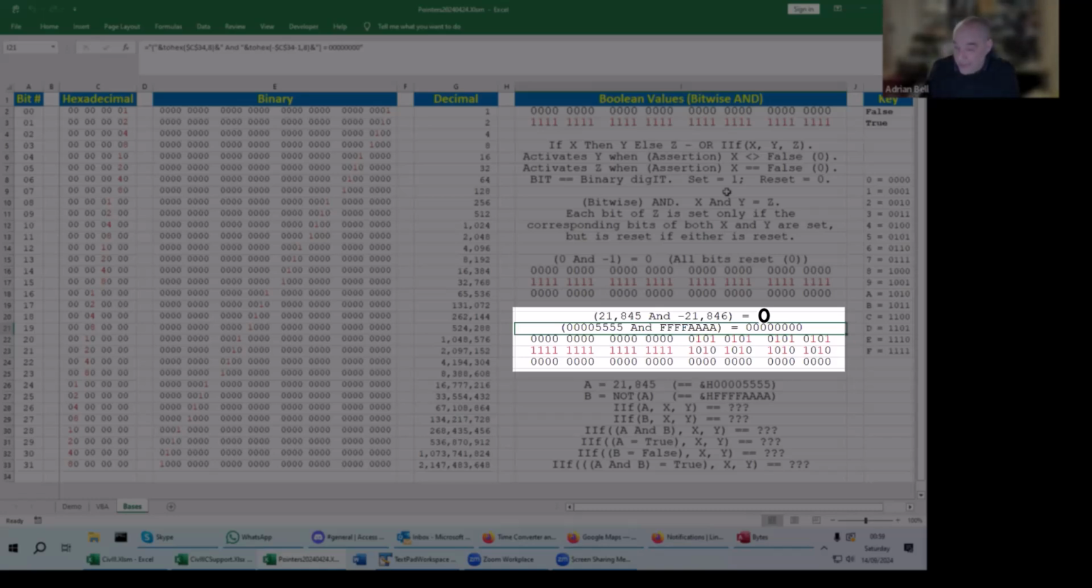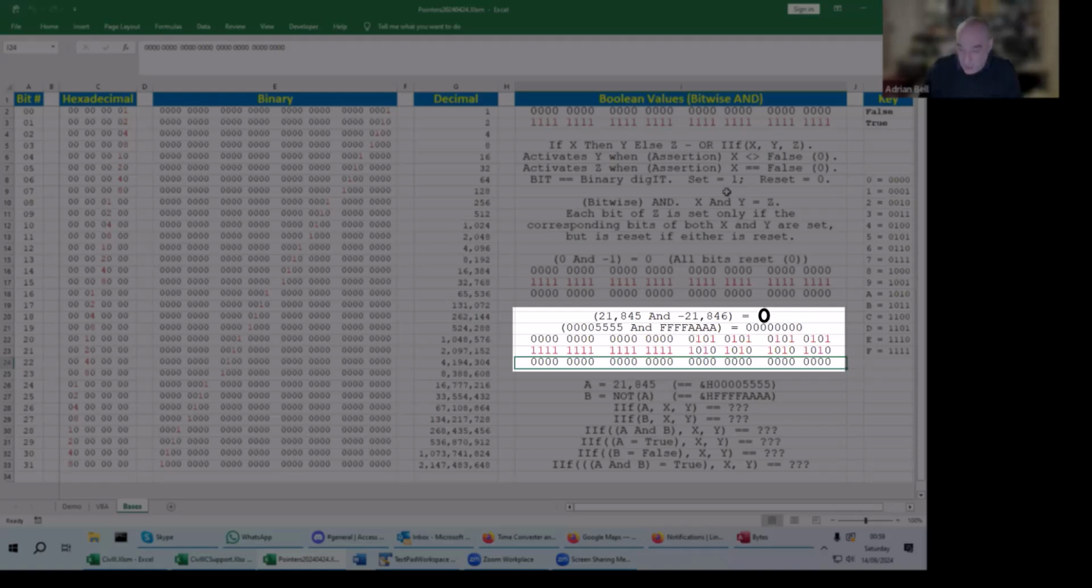If you AND those together, you'll notice that there is not one single column where both bits from the X and the Y are set. So you end up with a 0, an absolute 0. I'm not talking temperature here.